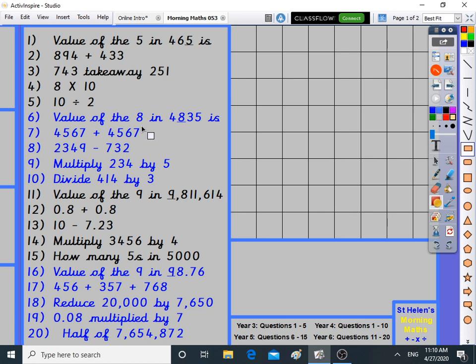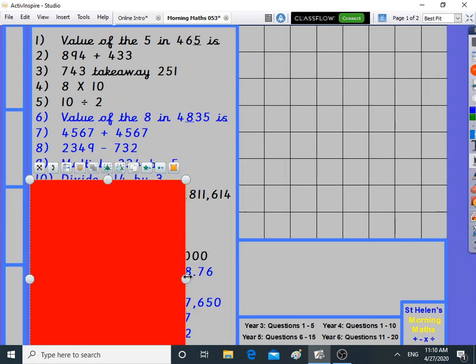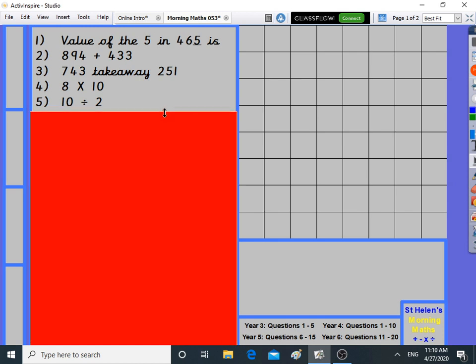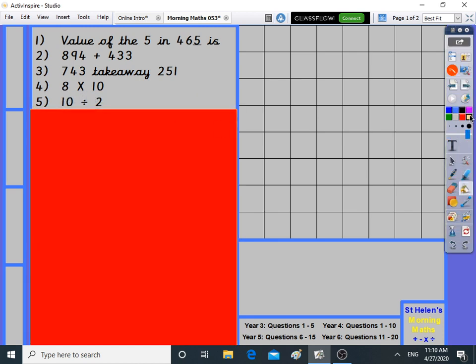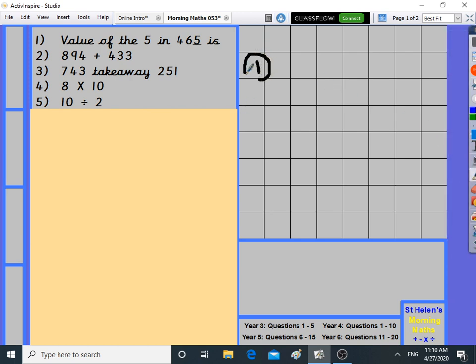I'll cover up the work, just showing the Year 3 work to start with. You can fast forward the video if you're in one of the older year groups and you're going to start later. So, number 1, what is the value of the 5 in 465?